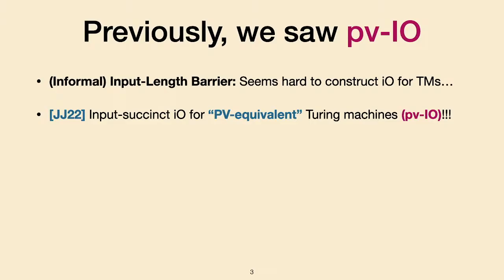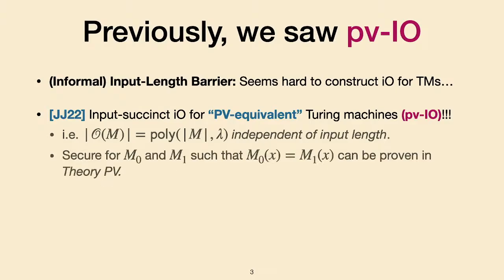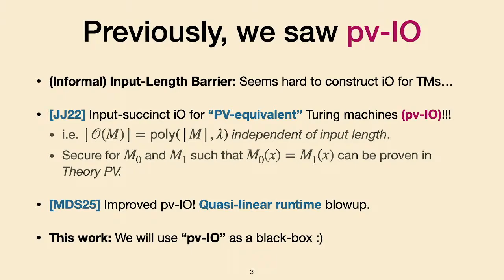So in JJ22, Abhishek and Chunjung constructed input succinct I/O for Turing machines, where the program doesn't grow with input length. That means the program size is polynomial in M and the security parameter. The security holds for all pairs of programs which have a PV proof of the property that M0(x) equals M1(x). Then in Elaine's talk, we saw how to improve it even further to have even better dependence on the runtime. This quantitatively improves our work. We didn't try to keep our reductions fine-grained to use it, but that's a total possibility. So in the rest of the talk, I'm going to use PVIO as a complete black box.